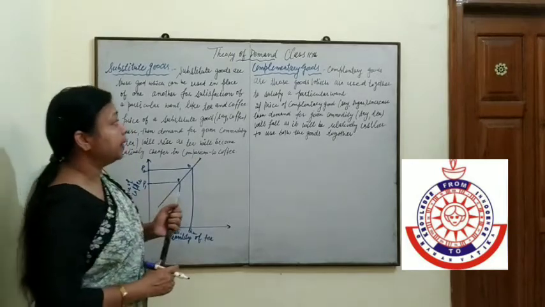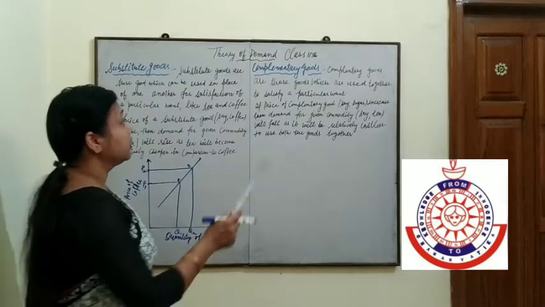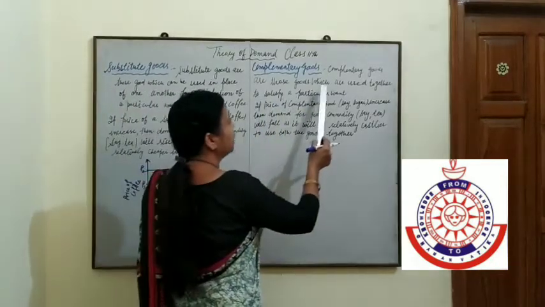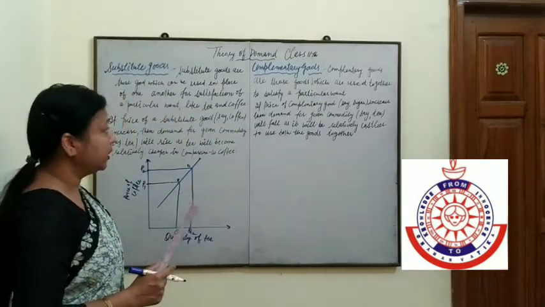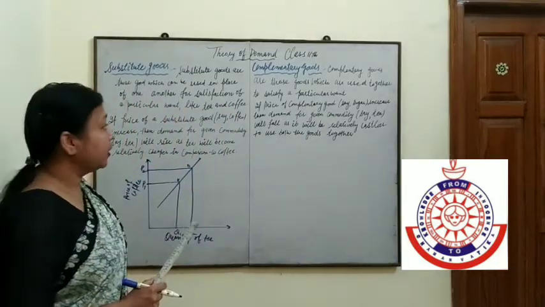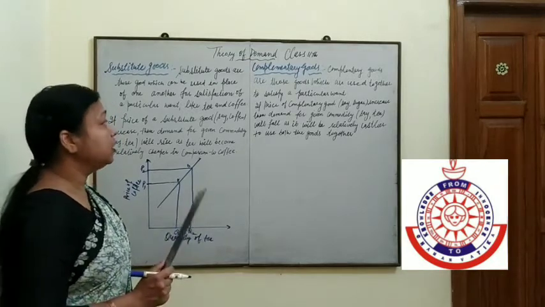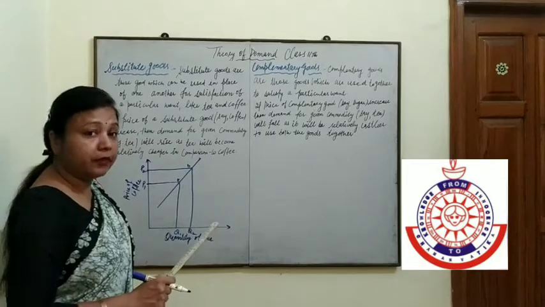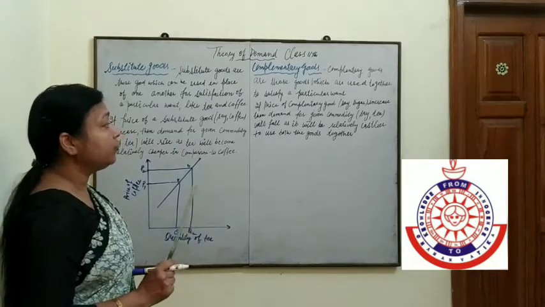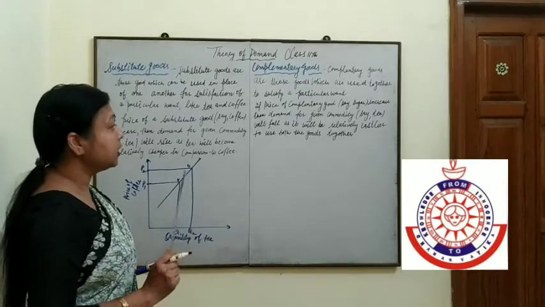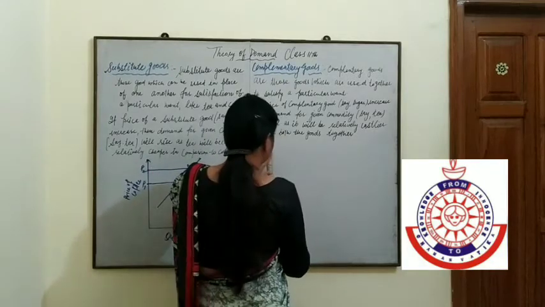Now, in case of complementary goods, what is the meaning of complementary goods? Complementary goods are those goods which are used together to satisfy a particular want. Let us take one example. If the price of a complementary good, say sugar, increases, then demand for a given commodity like tea will fall, as it will be relatively costlier to use both the goods together. Let us see this diagram.